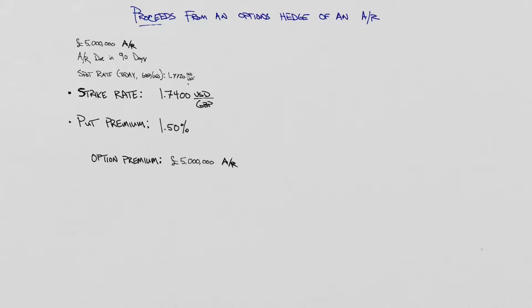So in dollar terms, that put premium is going to be 5 million pounds times 1.5%. And note that this number here is going to be in pounds. 5 million pounds times 1.5% is still 1.5% of 5 million pounds. So we also need to take the spot rate today, since we're buying this option today and still paying for it today, of 1.7720. That will give us the total cost of this option in dollar terms as it's paid today, the premium of the option in dollar terms.